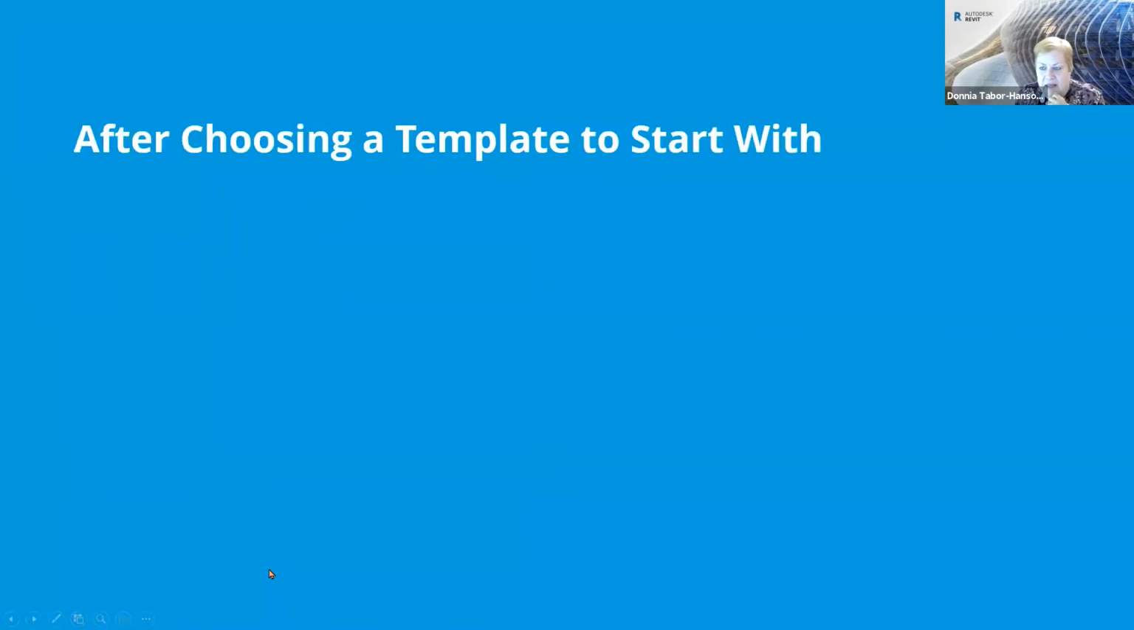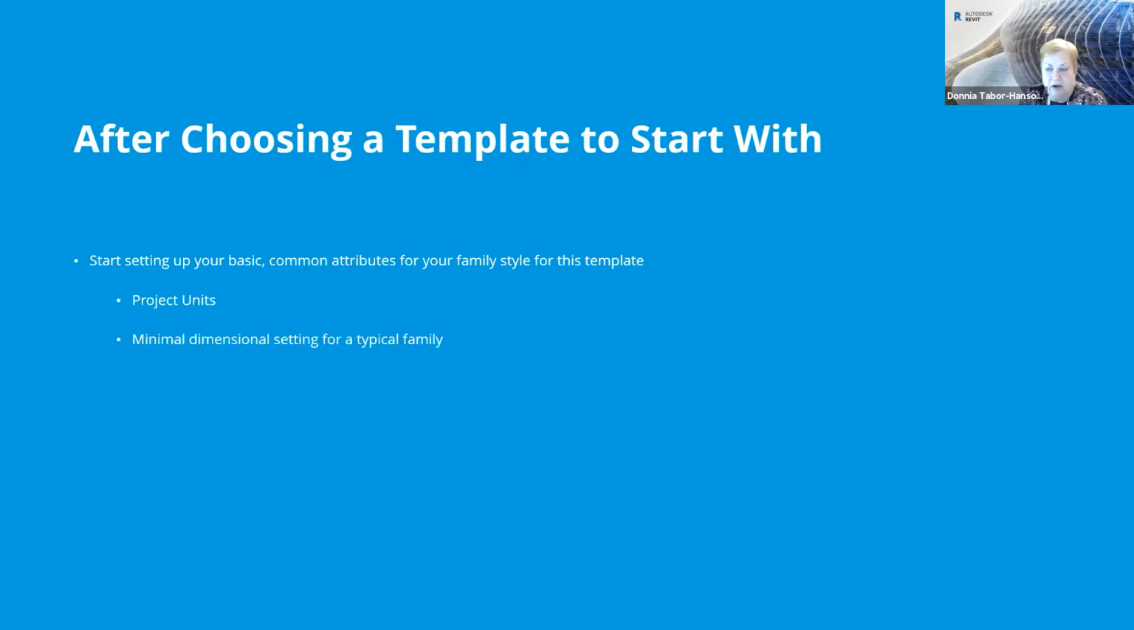Okay, so after choosing a template, you're going to start with your basic, your common attributes for your family style for this template. You're going to want to look at your project units. That's what we're going to start looking at in here. Minimal dimensions for settings for typical families. Now, if you do furniture and you do tables all the time, you may want to have your external dimensions, and then maybe reference planes for where the legs would go, and a height and maybe a thickness for the tabletop thickness or the top of your legs or whatever.